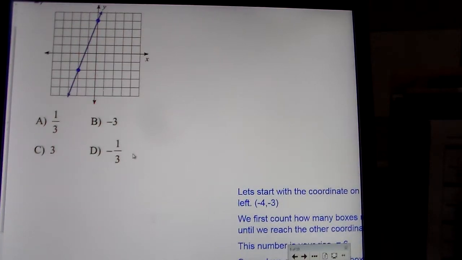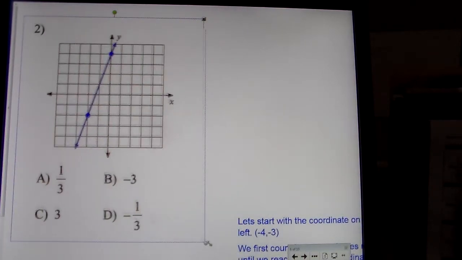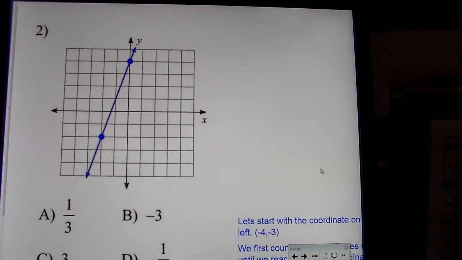We'll make the graph nice and big so it's easier for us to see. So looking at our graph, I'm going to start with the coordinate in the bottom left. And we're going to count to the top coordinate. So, starting with this coordinate, we're going to count out how much is the rise. We count out 1, 2, 3, 4, 5, 6. Well, this one rose 6.